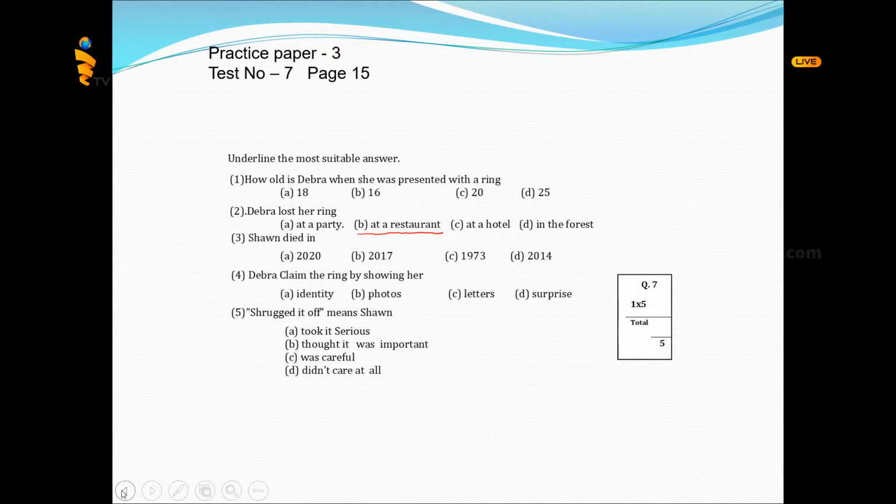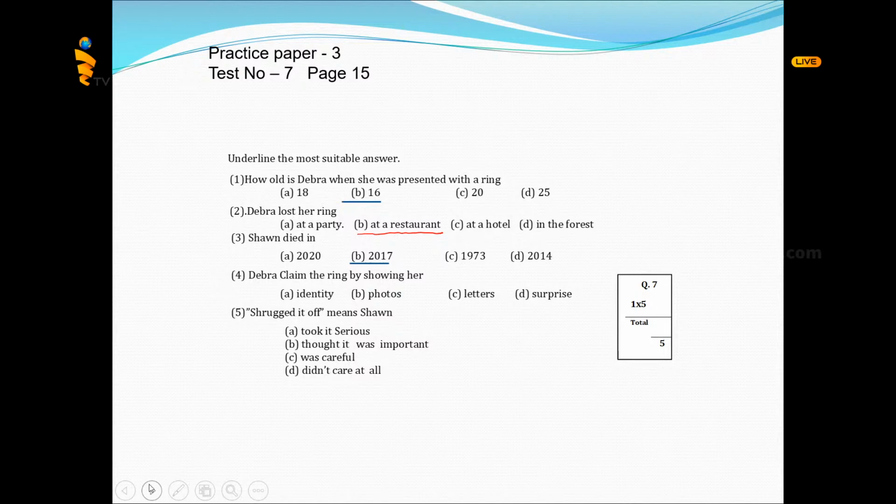Okay, the question number 3, Sean died. That of course is directly given, children. Sean died in 2017. It is indicated in the passage itself. Question number 4.